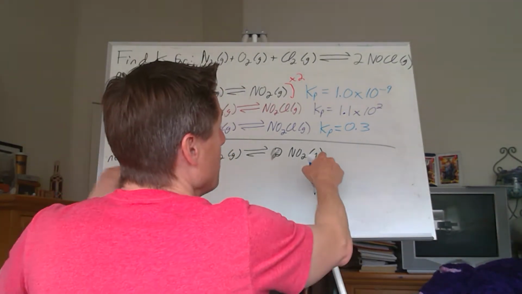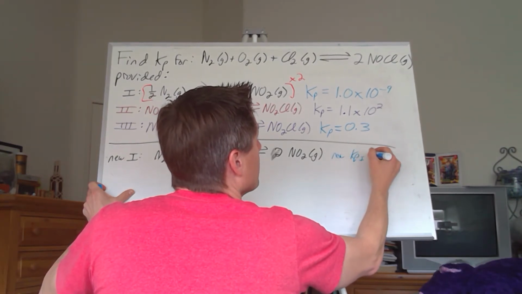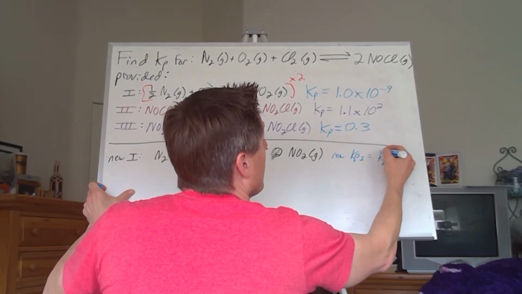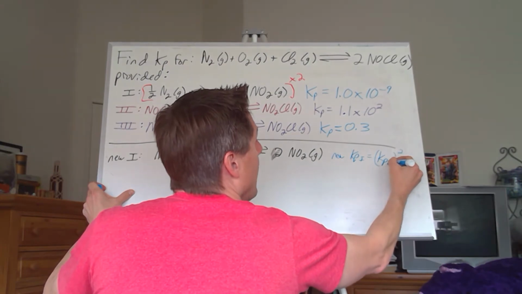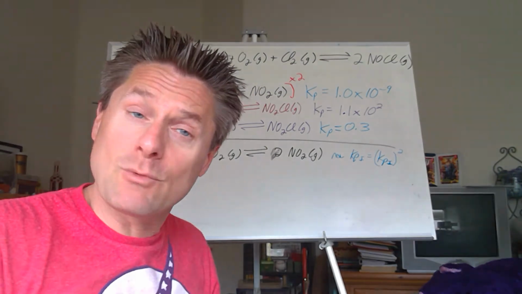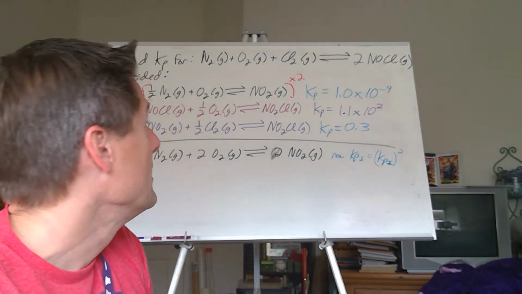And then my new Kp value, let's call it Kp1, will be the original Kp1, and I multiplied the equation by 2, so I'm going to square that. Since I multiplied the equation by 2, I got to square that Kp value. And I can do that now, or I can do it later. Doesn't really matter.